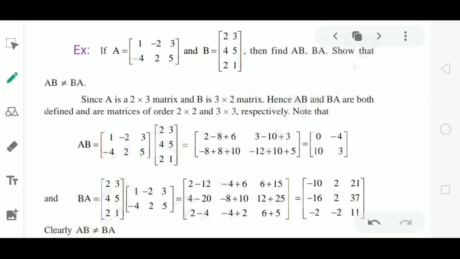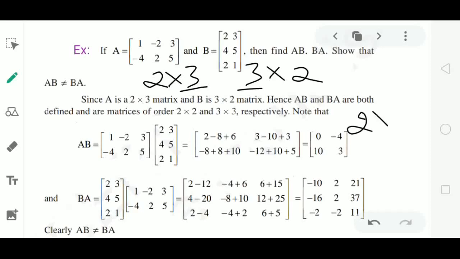Observe another example. Here I have considered two matrices A and B. Matrix A is of order 2 by 3. Matrix B is of order 3 by 2. The number of columns of A is equal to the number of rows of B, hence we can define the product. And the product will have the order equal to the number of rows of A into the number of columns of B, that is 2 by 2.